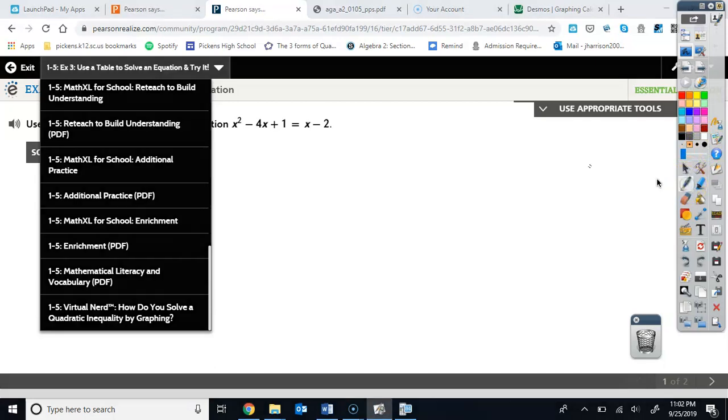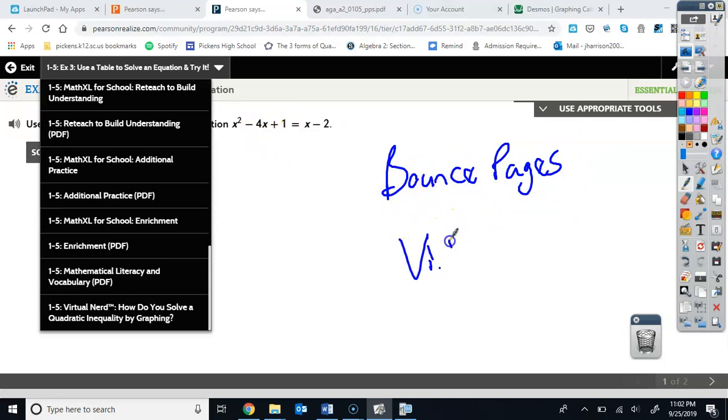Remember, you can also download that Bounce Pages app. If you are struggling at home with your homework, it'll help you take a picture of a problem that you're doing, and it'll take you either to the Virtual Nerd video that'll help you out, or to a step-by-step explanation of how to do the problem. It won't use the actual numbers that you're looking at, so it's not like Photomath where you guys cheat and get the answer. It's actually going to make you learn how to solve something or learn how to graph something by taking you through a problem that looks very similar.